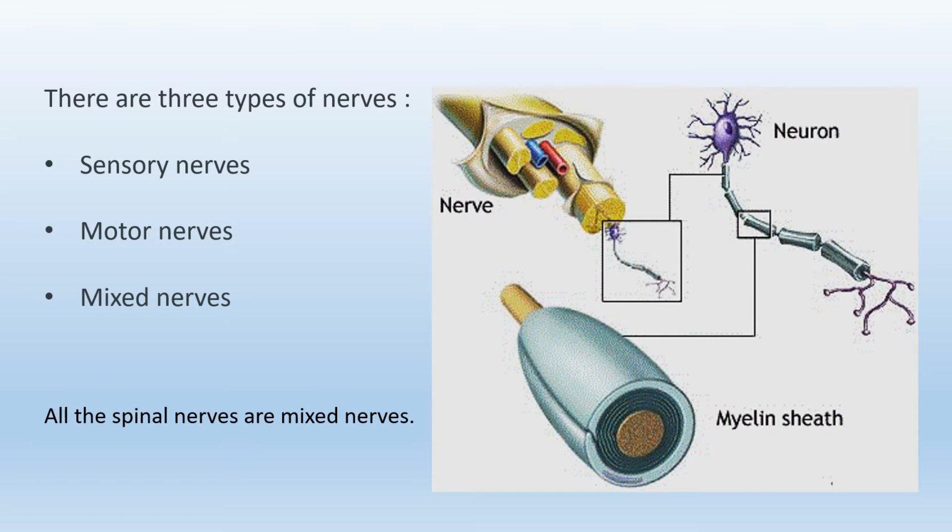Motor nerves or efferent nerves conduct signals away from the central nervous system to the target muscles or glands, or you can say to the effectors. Mixed nerves contain both afferent and efferent axons and thus conduct both incoming sensory information and outgoing muscle commands in the same nerve bundle.